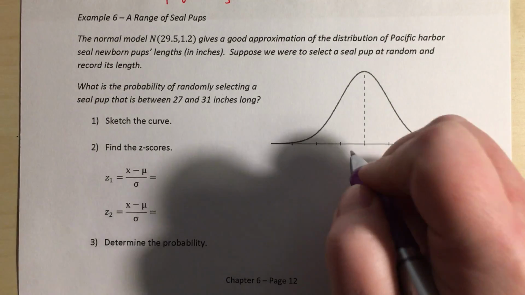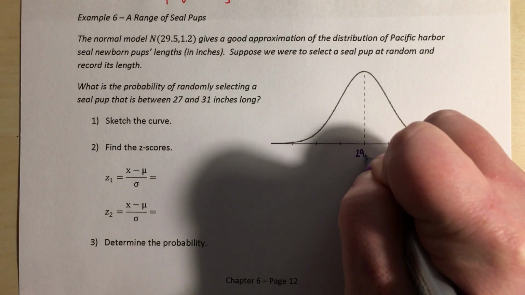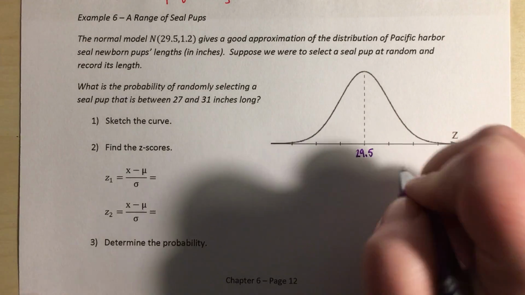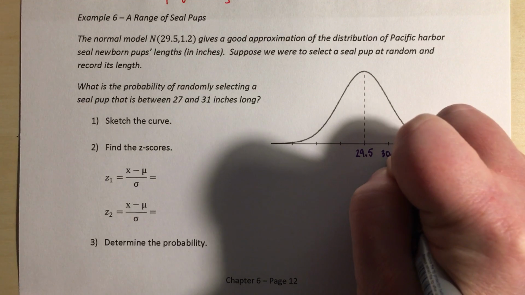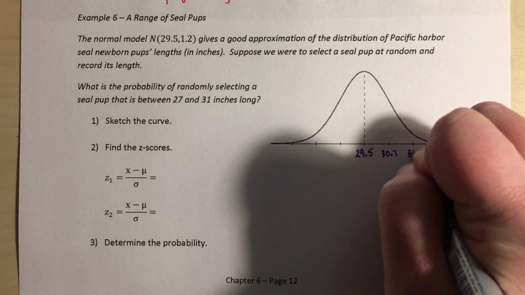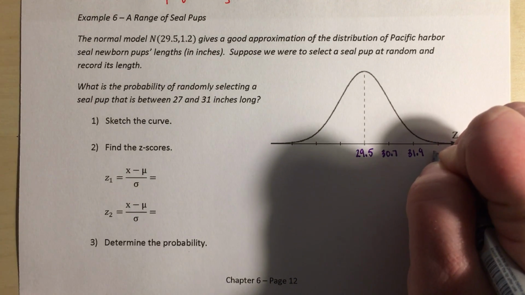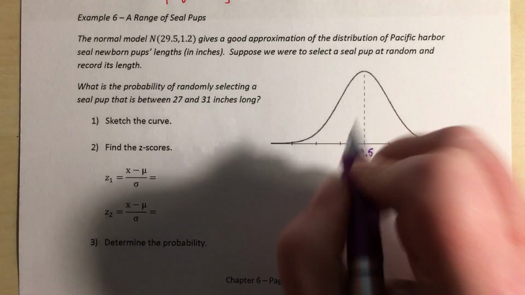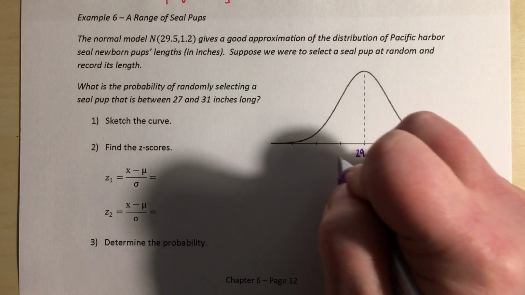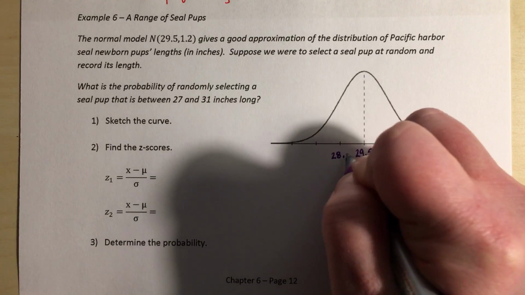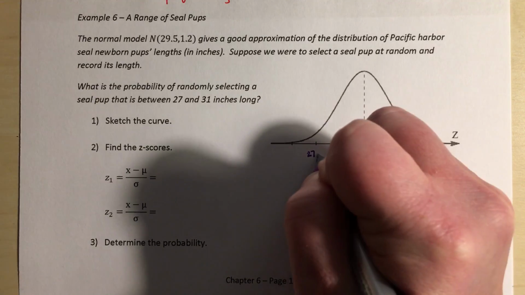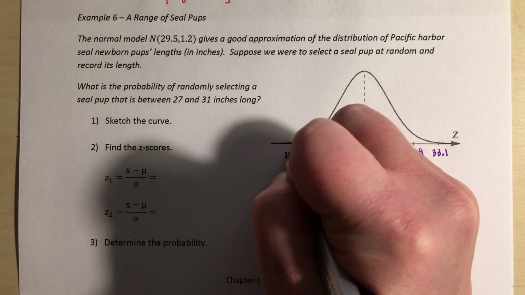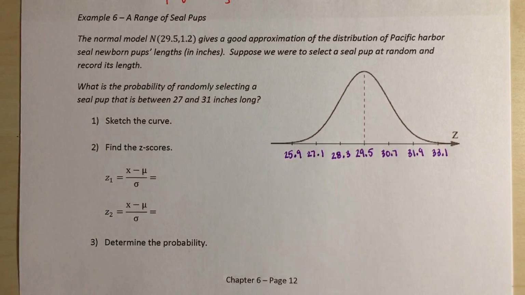All right, so again, we start with our mean, which is our 29.5. And remember, we add 1.2 as we go over. So we get 30.7, 31.9, 33.1. And then we subtract 1.2 as we go to the left. So we get 28.3, 27.1, 25.9. Right, same thing that we had in our previous example.